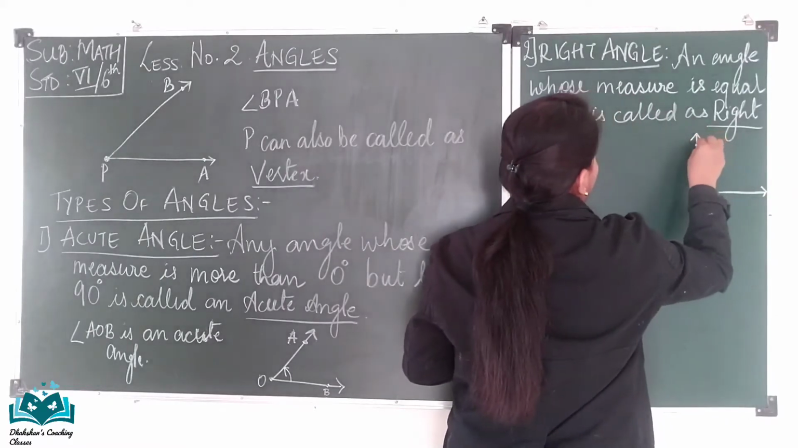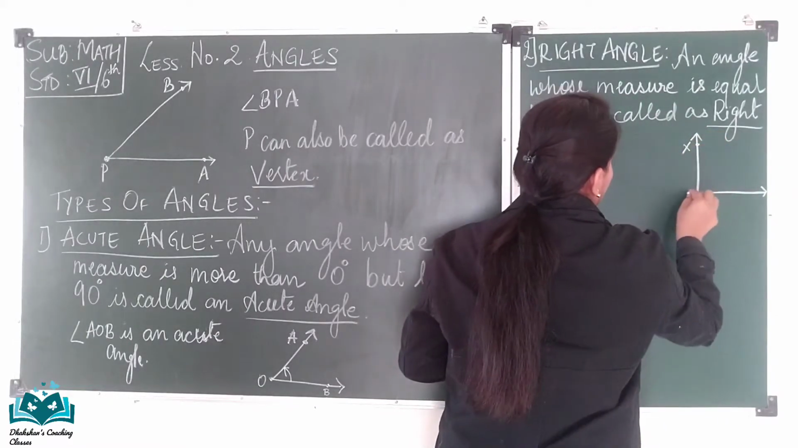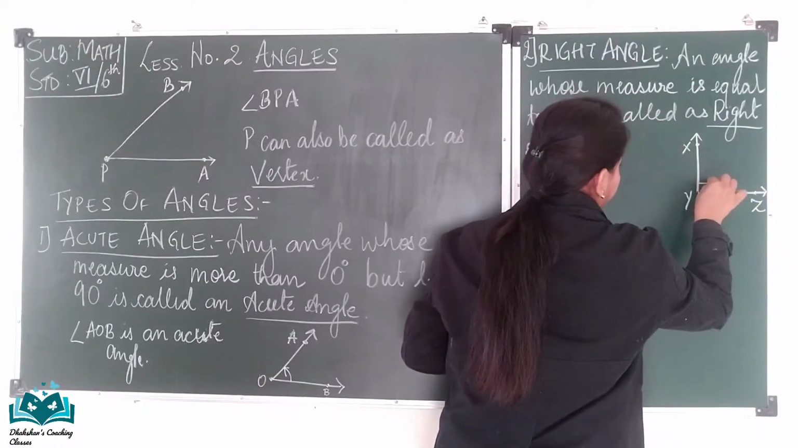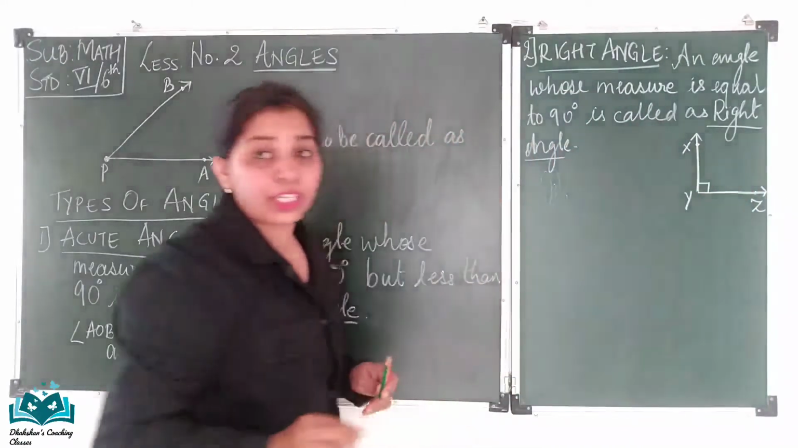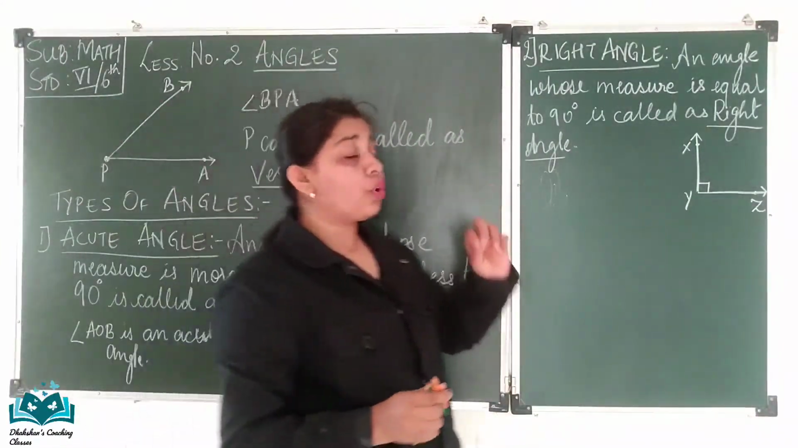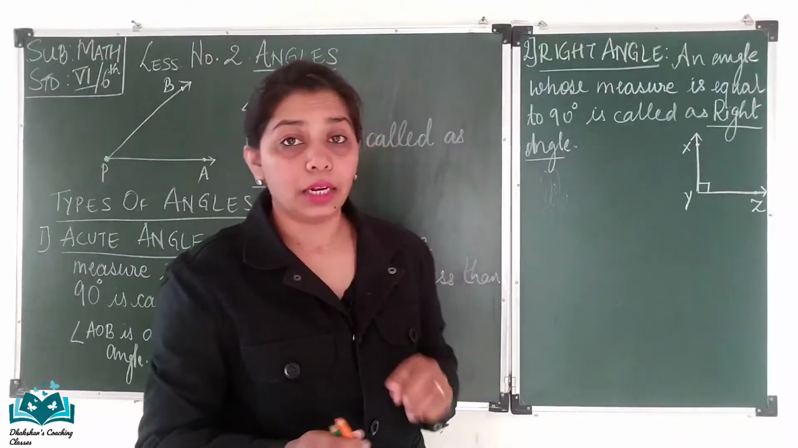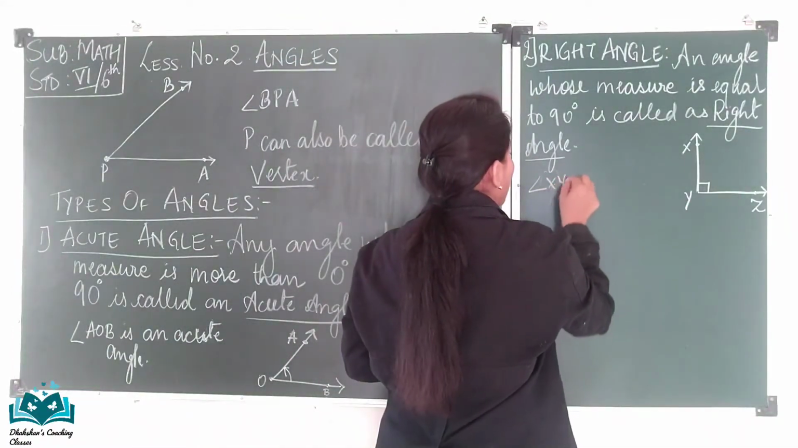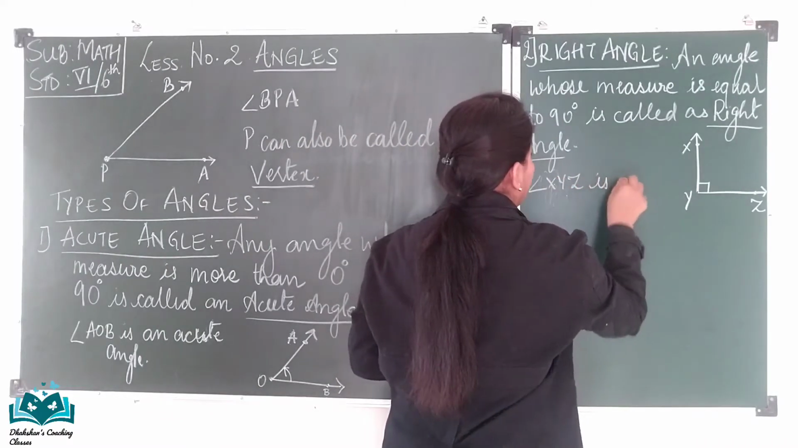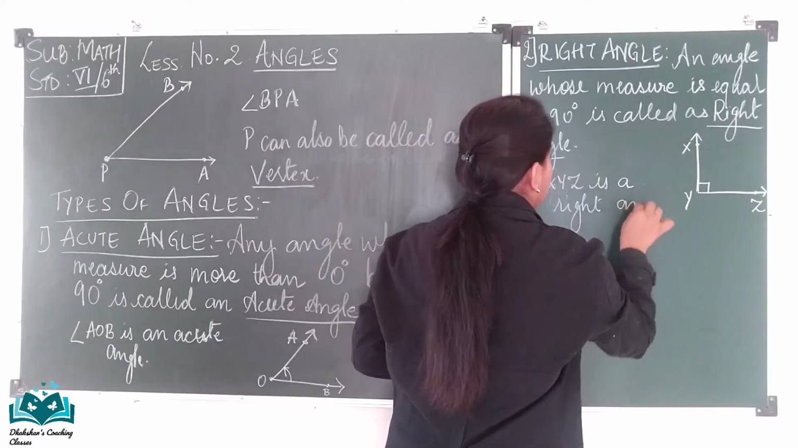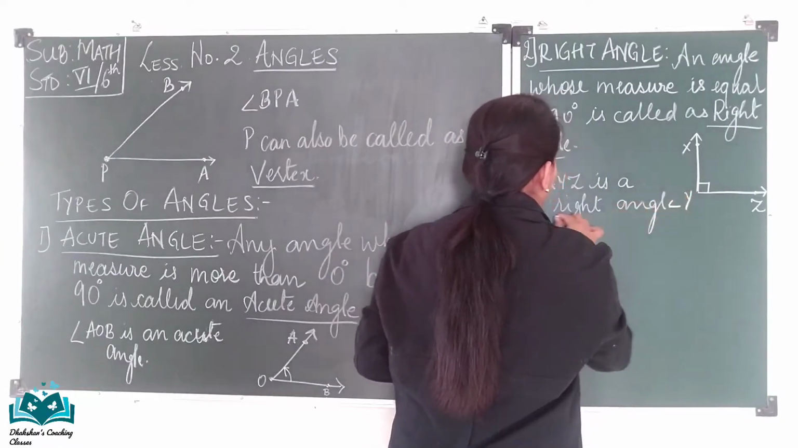So, X, Y, Z. You always need to mark a 90 degree sign when you are drawing a right angle. So, I can say angle XYZ is a right angle.